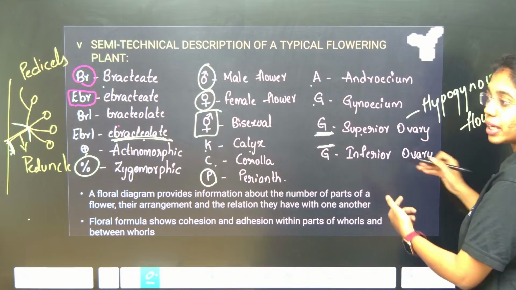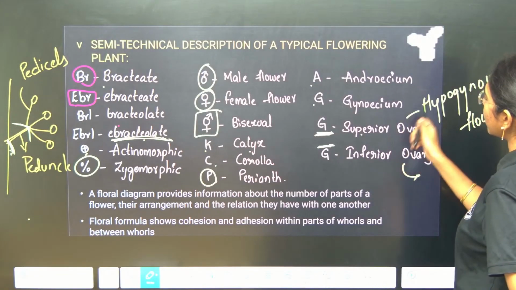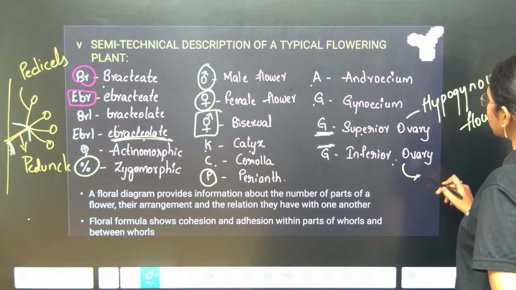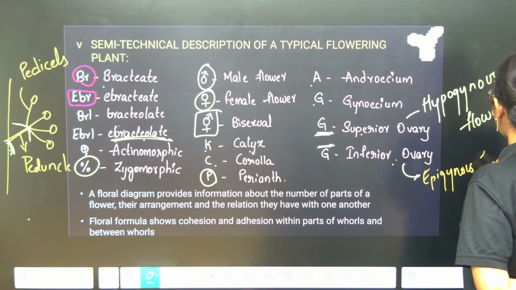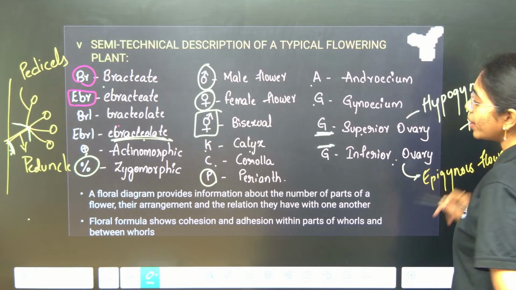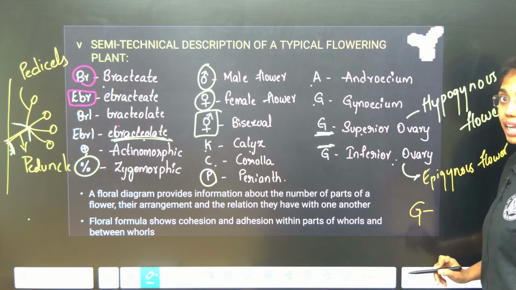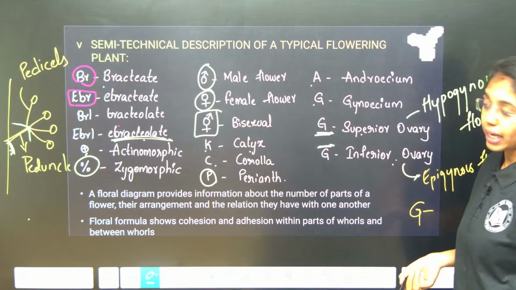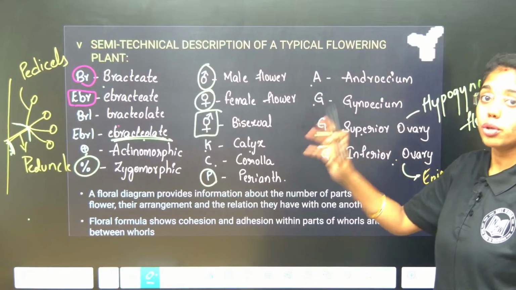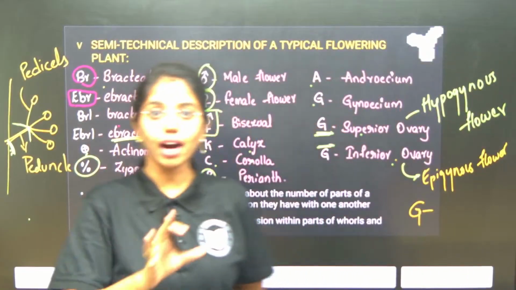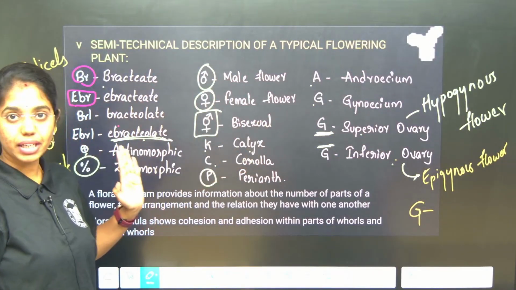Hyphen above G indicates inferior ovary. What type of flower? This indicates hypogynous flower, and this indicates epigynous flower. And how will you indicate half inferior, half superior ovary? Like this. Half inferior, half superior ovary indicates perigynous flower. So, this is the semi-technical description that we follow to write a floral formula. How a flower is present in each family, that floral formula will follow this semi-technical description.